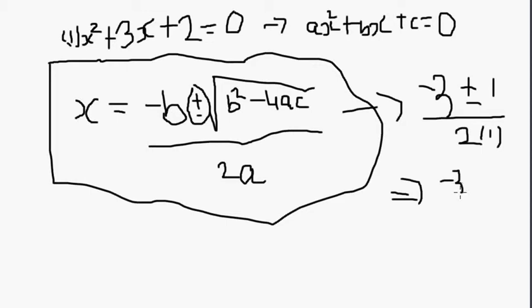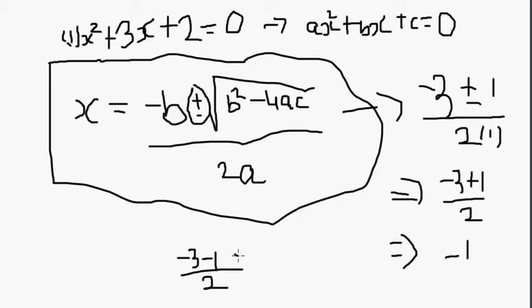Minus 3 plus 1 by 2 is minus 1. The next case is minus 3 minus 1 by 2, which is minus 2. So we get x equal to minus 1 and minus 2. It's quite simple. Now I'm going to tell you something very important that you should understand.